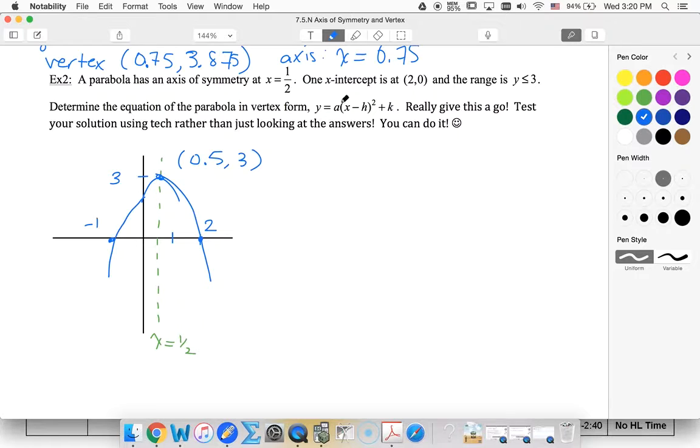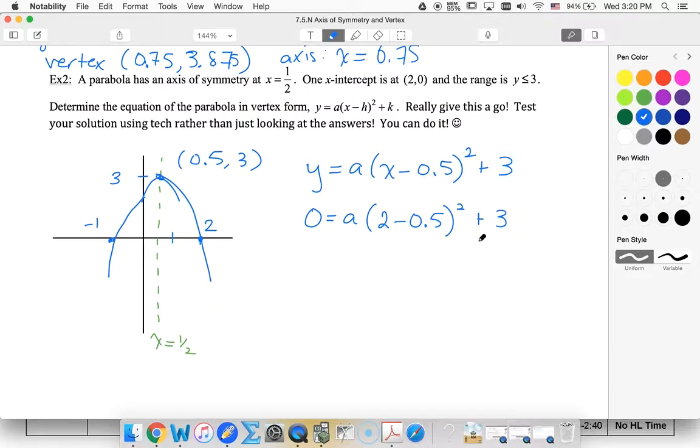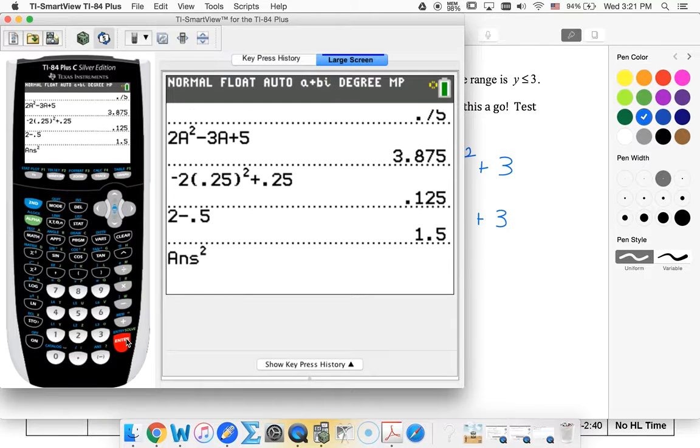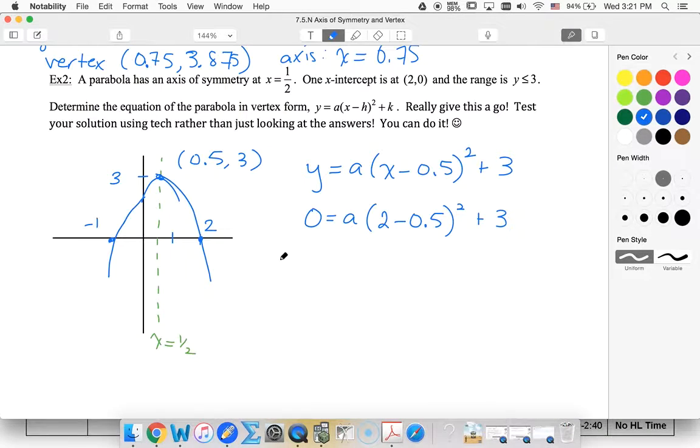So I can use my vertex form, it's telling me: a times (x minus a half) squared plus 3. And now I can plug in this point. When x is 2, y is 0. a times (2 minus a half) squared plus 3. Well, let's figure that out. 2 minus a half is 1.5. Let's square that, and we get 2.25.